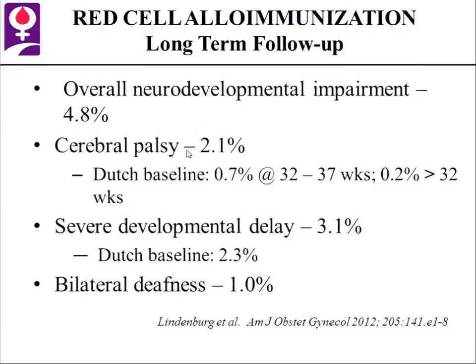The rate of CP was a little bit higher at 2% compared to the Dutch baseline. And there was some developmental delay and, interestingly, some bilateral deafness that's thought to be related to high bilirubin levels in utero. So they do have some neurologic impairment, but it's a fairly low rate given as sick as these babies can be in utero. We've seen very hydropic fetuses with hematocrits of 5 and 6% who now survive with this intrauterine transfusion technique.